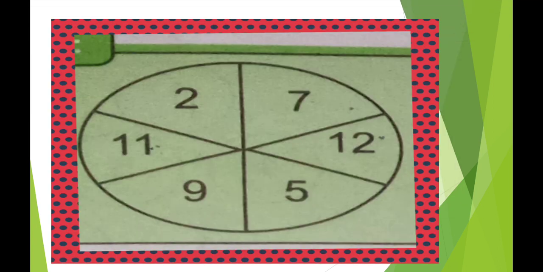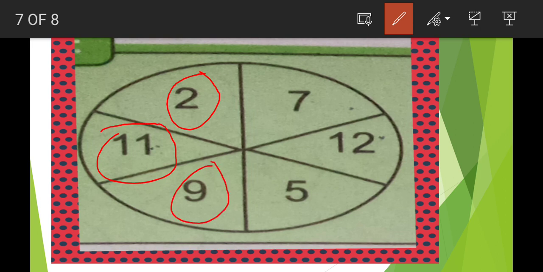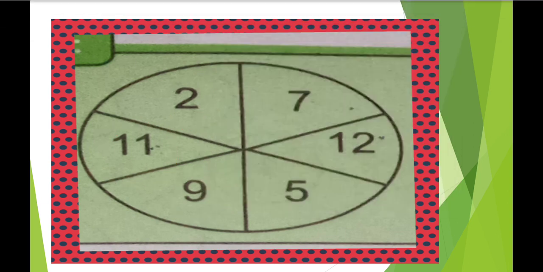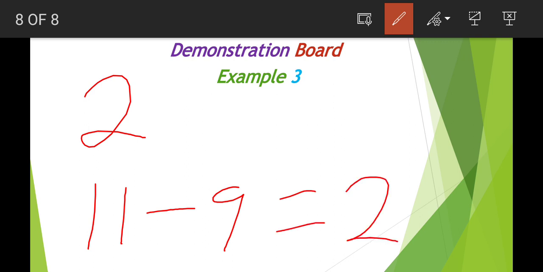Then, the next one, assuming 2 was not given to us, what do we do? We simply say 11 minus 9 is equal to 2. Let's move straight to our demonstration board. Assuming 2 was not given, we simply say 11 minus 9 is equal to 2.